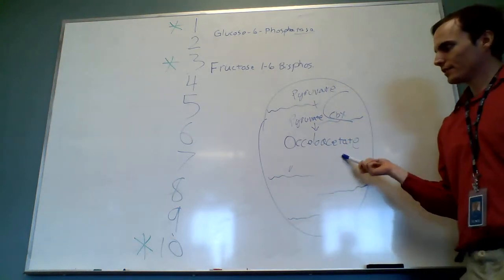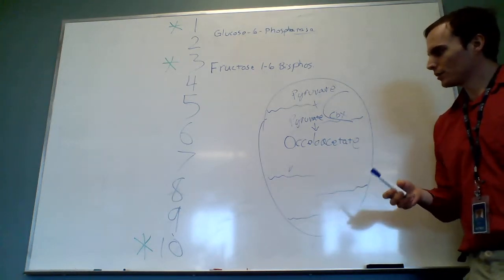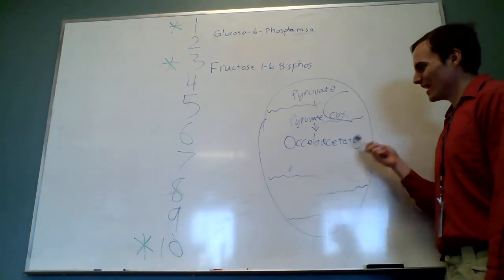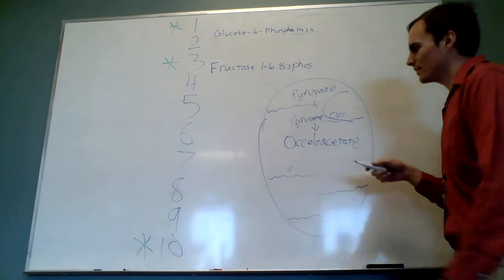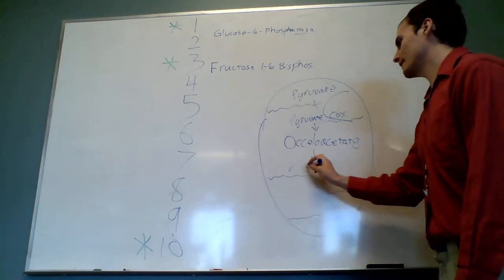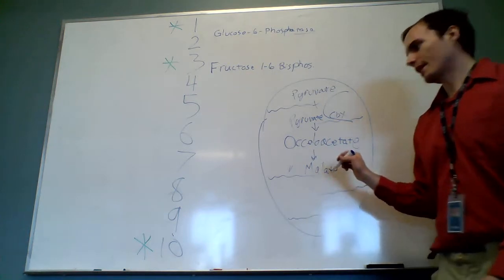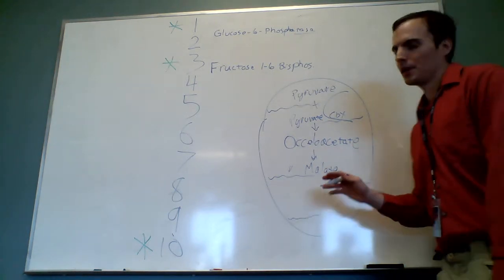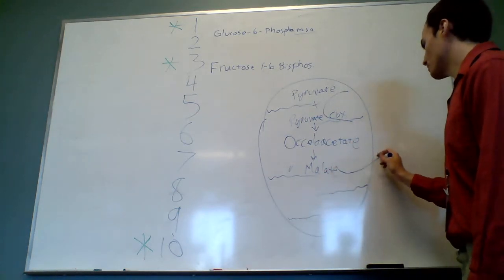And oxaloacetate inside the mitochondria can't really do anything because it can't leave the mitochondria. It can't get out of the walls. So oxaloacetate is converted into something called malate. And I've just realized that I need to check how malate is formed, but right now this is for concepts, okay? So malate can go outside the mitochondria.